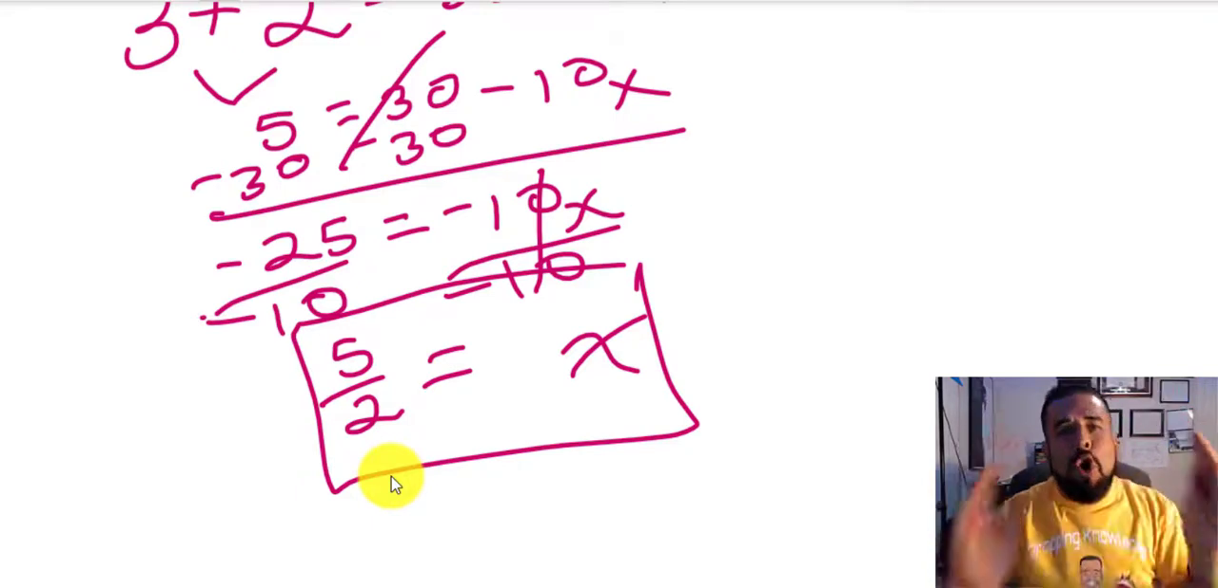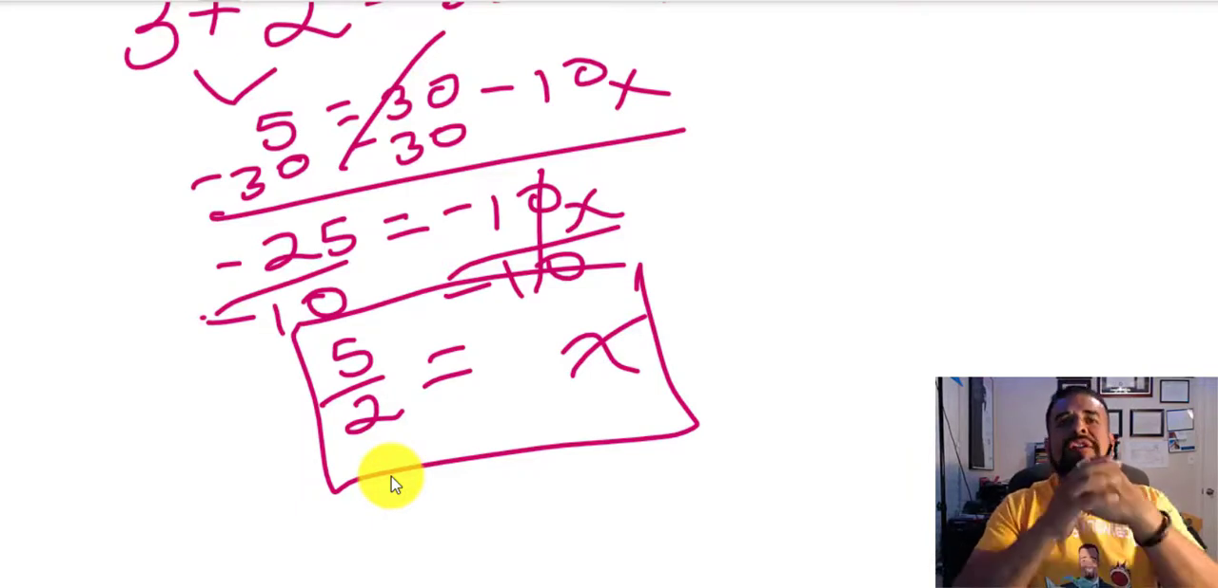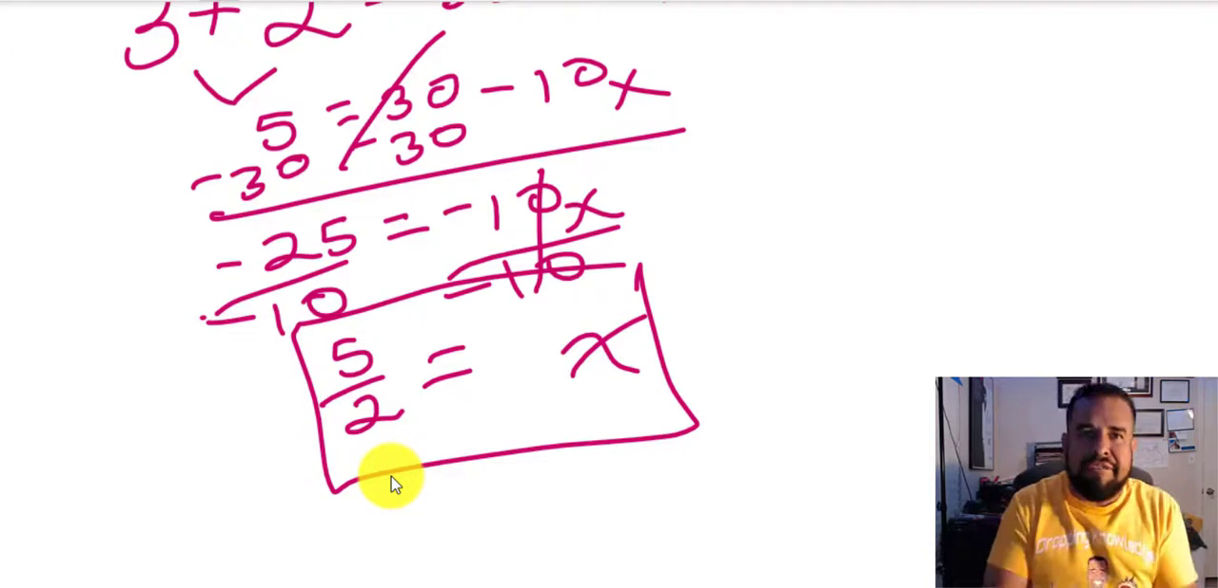Okay? So hopefully this helps you understand how to perform fraction busting to get rid of the fractions.